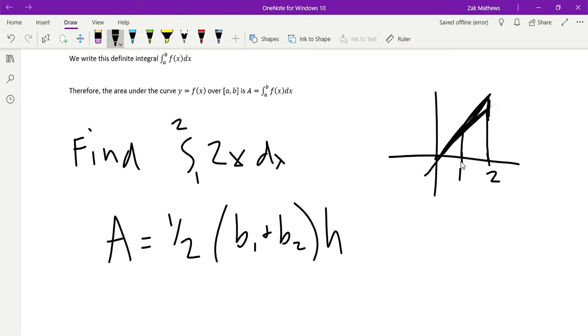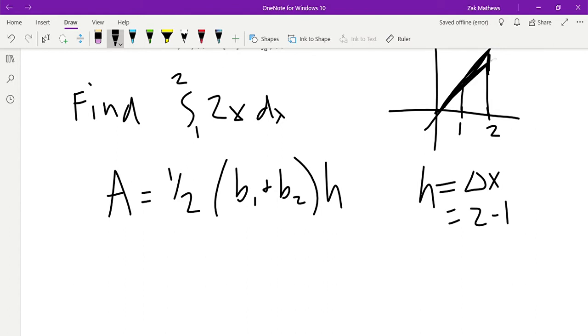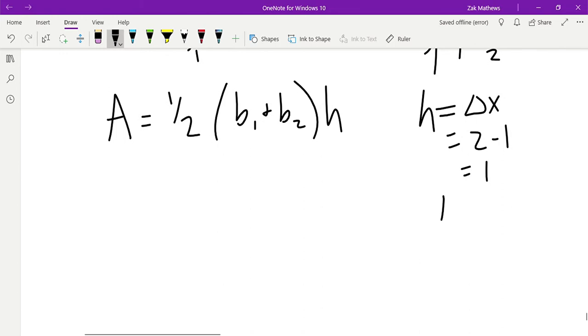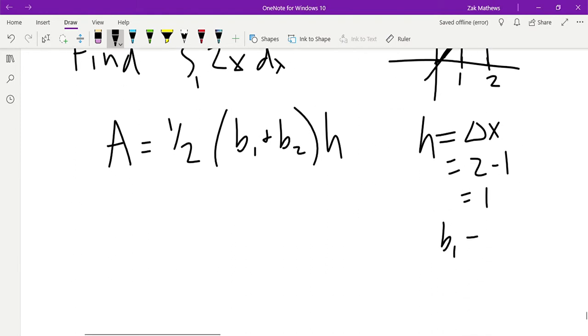Now, I know we've been calling this width here, but the height has got to be the consistent element. The bases are the things that are changing, so this would be base 1, and this would be base 2. So we need to find each of these elements. Let's start with the height because it's relatively easy. The height is just the delta x, or in this case, 2 minus 1, or 1. Now we're going to find base 1. Well, base 1 is the function value at 1, and the function being this 2x integrand. So base 1 would be equal to 2 times 1, which is 2, and base 2 would be equal to 2 times 2, which is equal to 4.